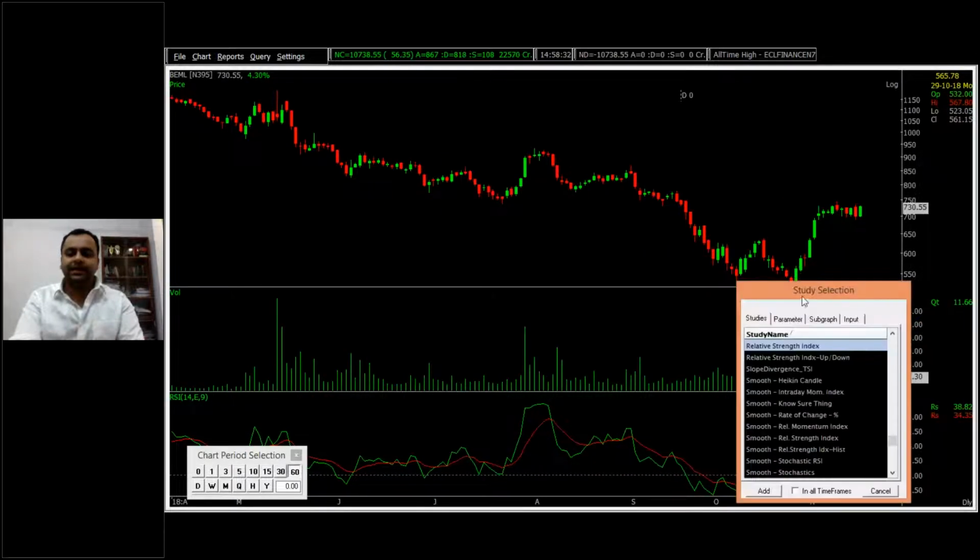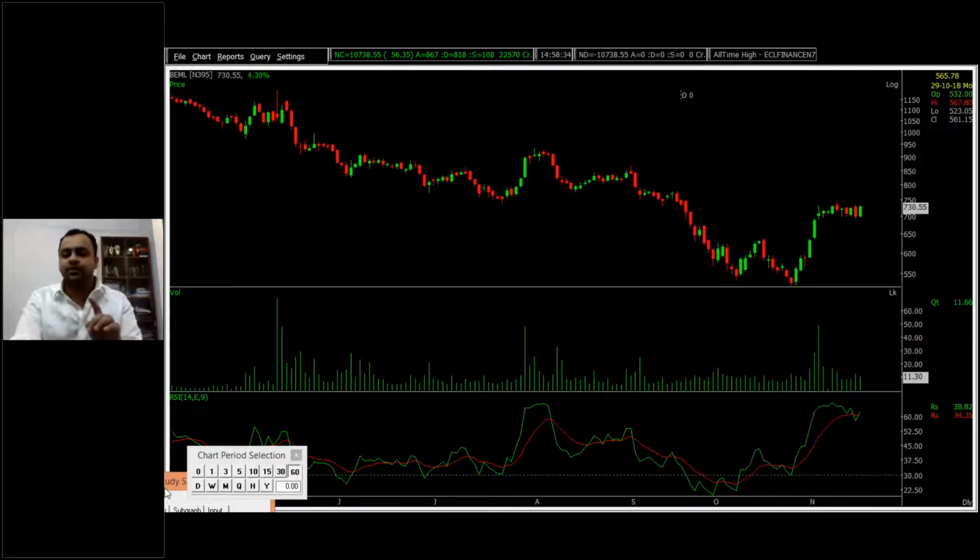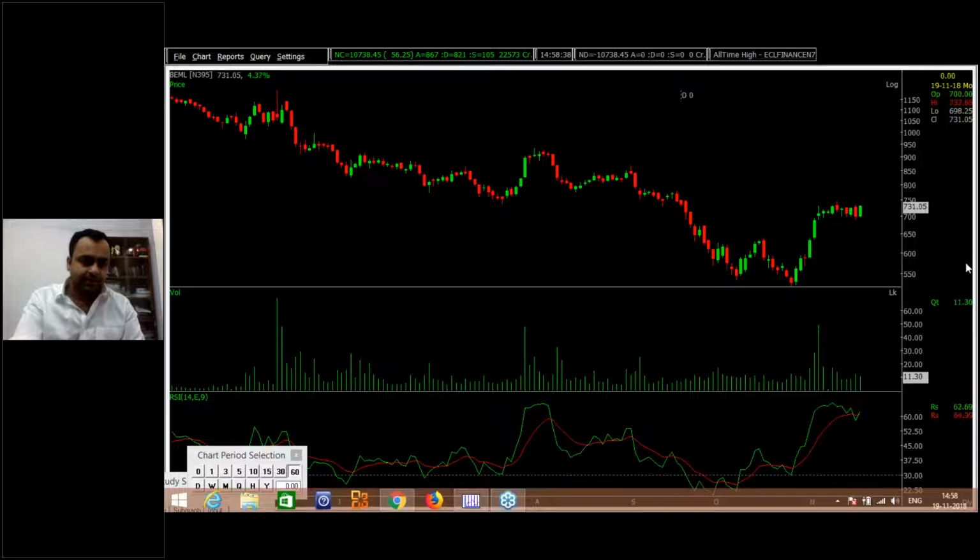I can see that there is a divergence, but all divergences don't work. Please remember, all divergences don't work. I will talk about Dabur, no problem.